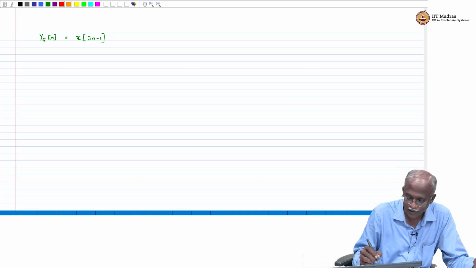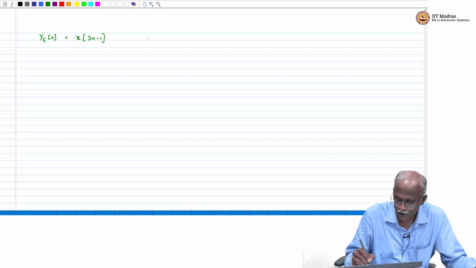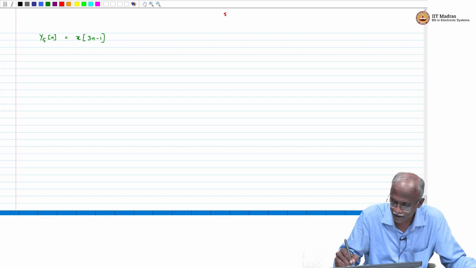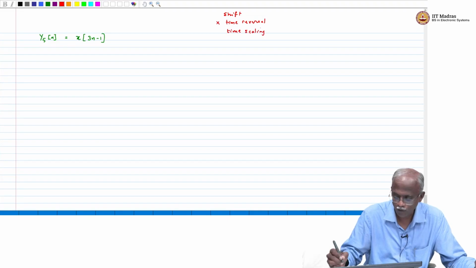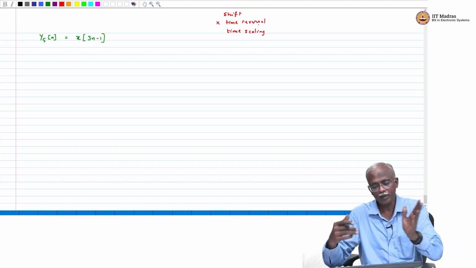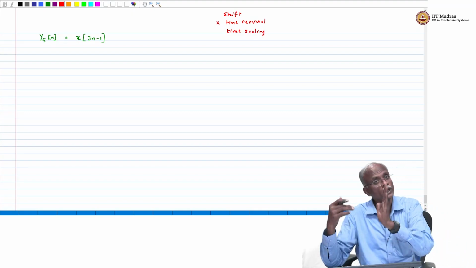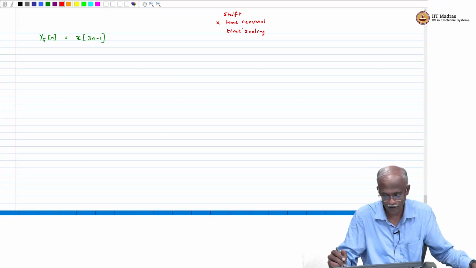So what is the shift operation? Shift by 1. Previously we said shift and then time reversal. Now this time there is no time reversal, but there is a time scaling. This is a good way of looking at the sequence in which you should do the operations.